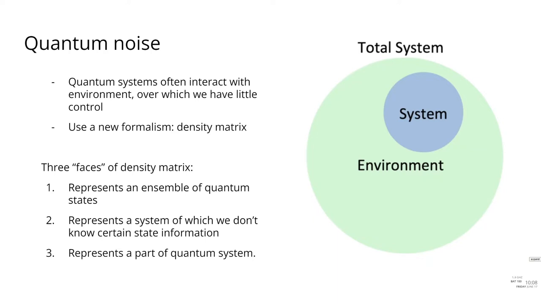But if you don't know for sure what state you are in, let's say you flip a coin and you know that if it's heads, then you have the plus state, zero plus one. And if it's tails, then you have zero minus one. So you can't describe fully this ensemble of quantum states with your usual state vector formalism. And the third is a little bit harder to see that it's the same, but basically the third phase is that with a density matrix you can represent a part of a quantum system, even though this part interacts with the whole environment.